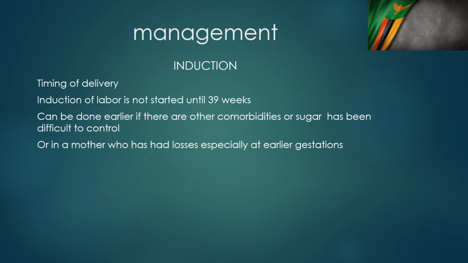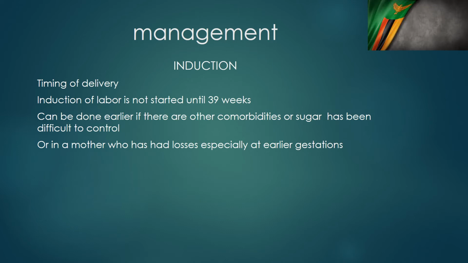So timing of delivery is another issue we have to deal with. If sugar is well controlled in this gestational diabetes patient, we can usually wait for spontaneous labor to start, but no one is really willing to wait beyond 40 weeks when you have a patient who you've made a diagnosis of gestational diabetes.